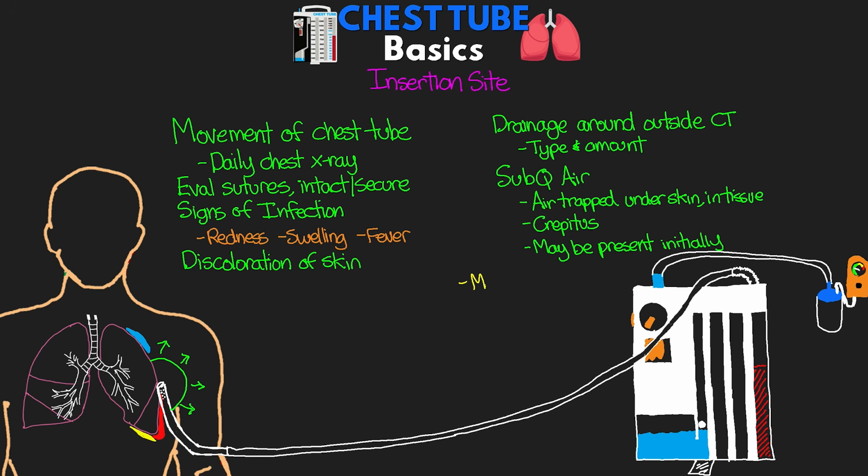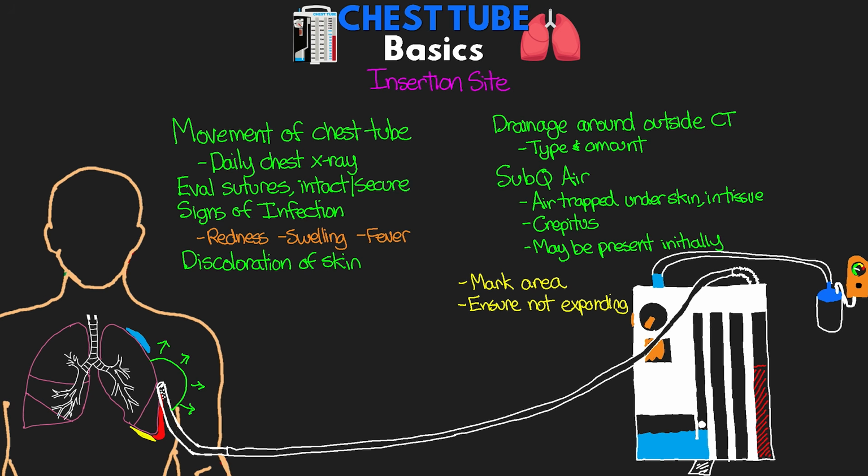But like I said, it's really important that we mark around where that area is because we want to make sure that the area isn't expanding. Obviously, if that sub-Q air is expanding, that crepitus is moving further along the patient's chest and up towards their shoulder, their side and back, things like that, we know that we have a problem. This is something the provider needs to be alerted to.